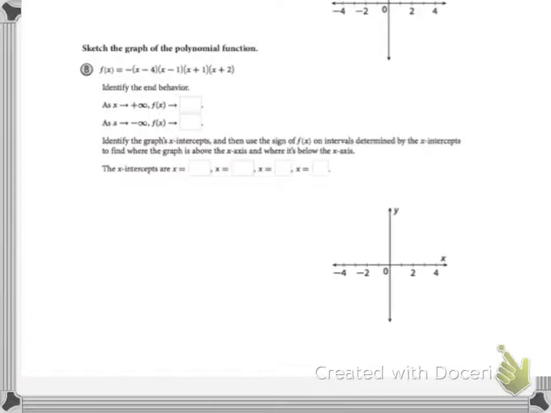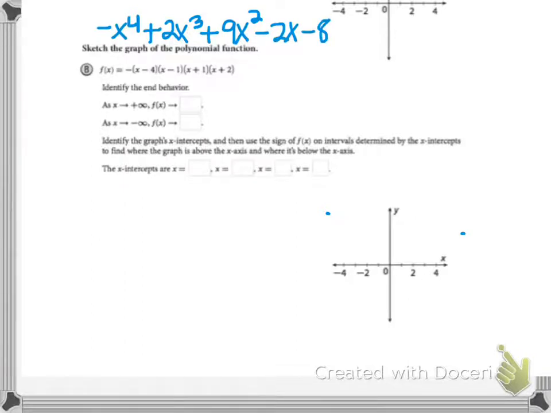So let's see, we've got the opposite of, or negative, x minus 4, x minus 1, x plus 1, and x plus 2. Well, the negative out in front tells me something, and if I actually expanded this out, I'll tell you what this looks like. When I multiplied this out, I got negative x to the 4th plus 2x cubed plus 9x squared minus 2x minus 8.